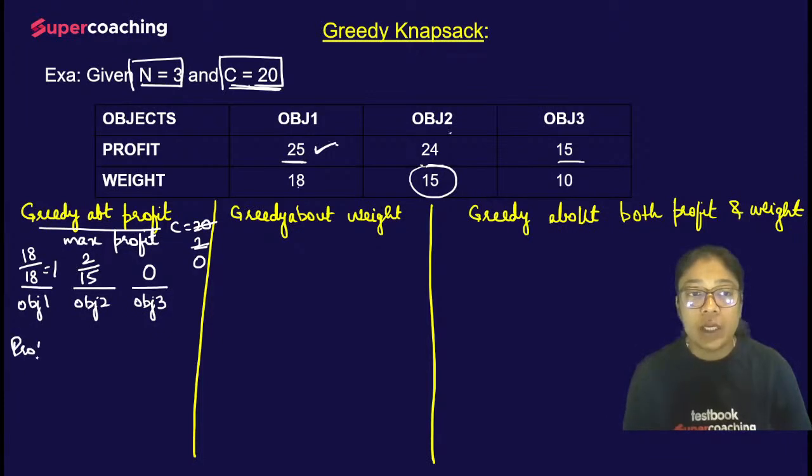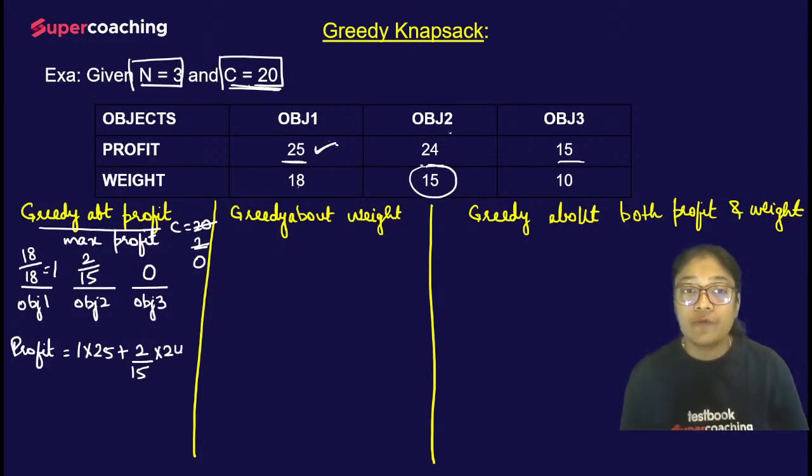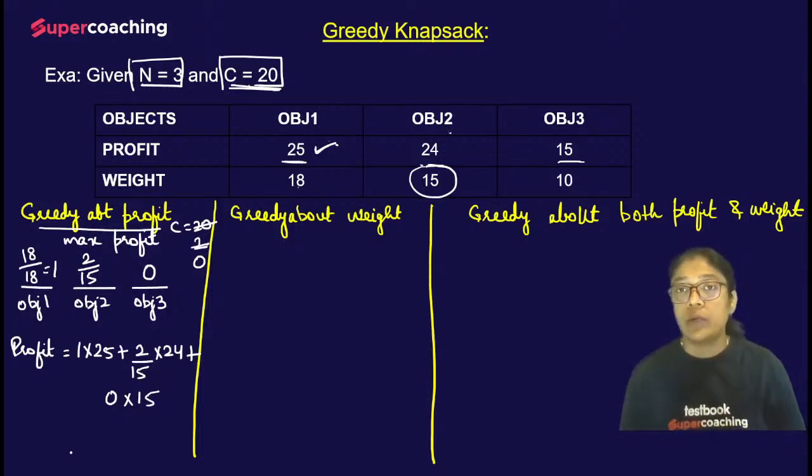Object 1 is taken completely, so the profit is also received completely. The profit of object 1 is 25. For object 2, 2 units are taken out of 15 units, so the profit will also be received in the same ratio: 2 by 15 into 24, plus the third object is not taken, that is 0, so profit will not be calculated for object 3.